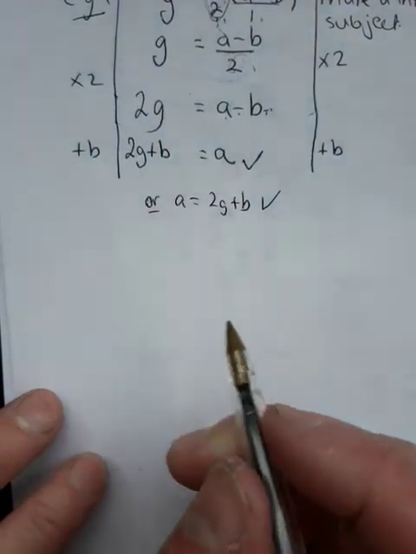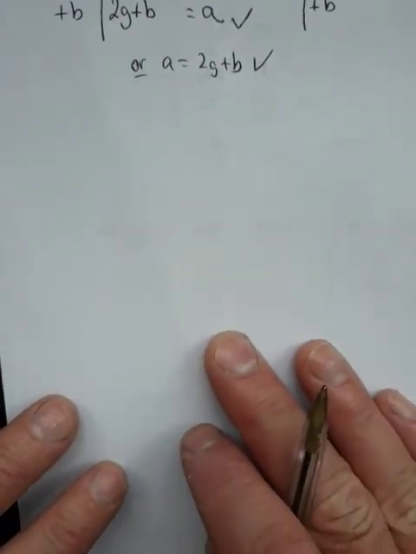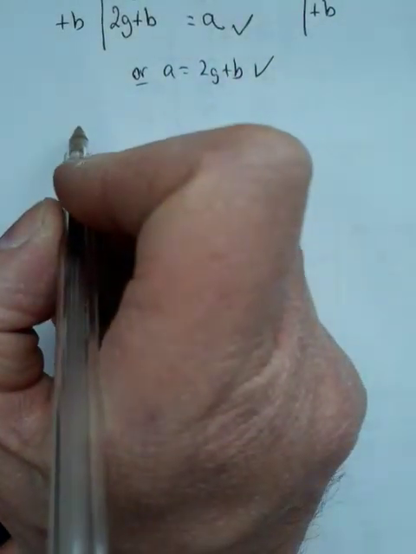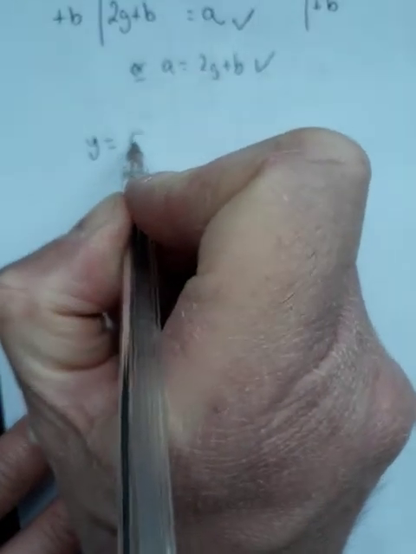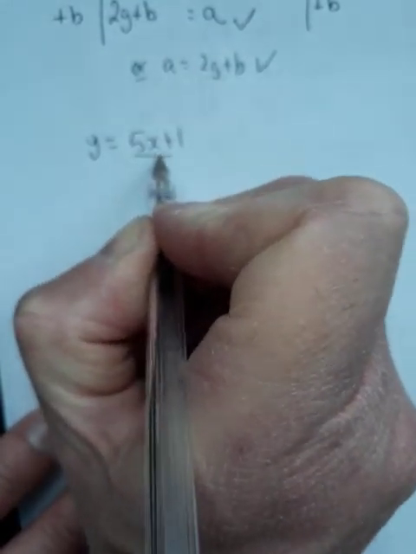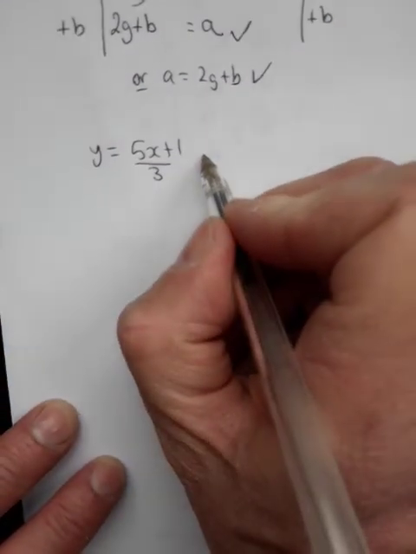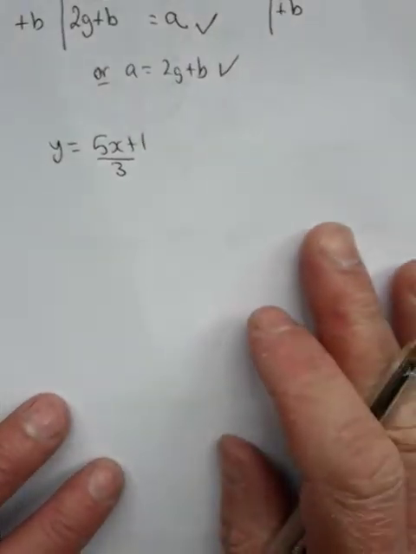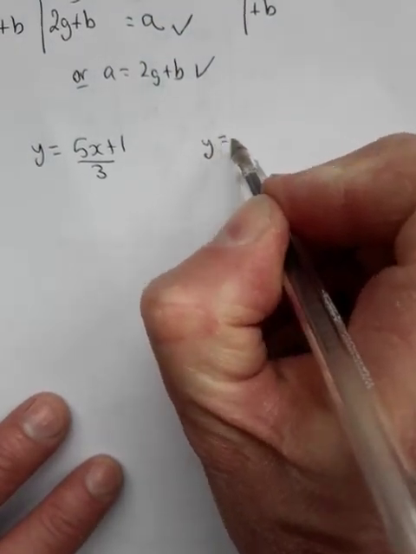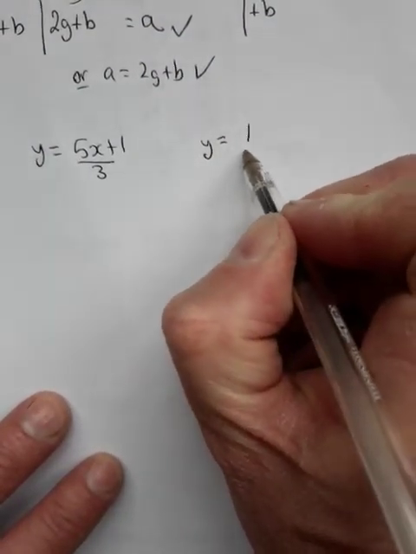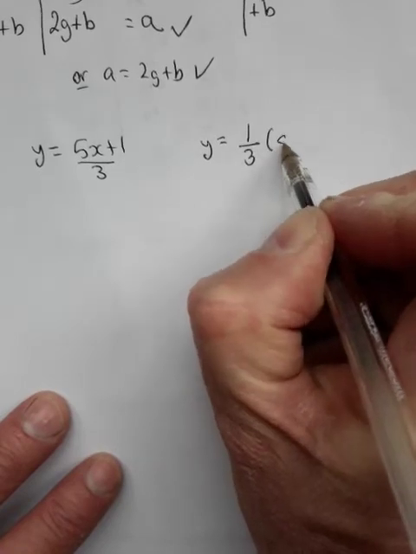Okay, let's try another one. So y equals 5x plus 1 over 3. Now I'm going to show you, this question can be written in two ways. It's the same question, exactly the same thing. This could have been written as y equals, maybe you can see this, a third of 5x plus 1.